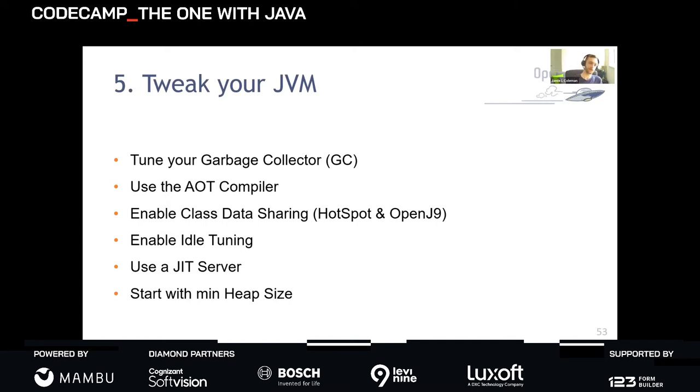Using the ahead-of-time compiler is good too. And the demo I'm going to show today is going to utilize the ahead-of-time compiler. So you will see that it will be used, but it'll be used under the covers. That's part of the enabled class data sharing, which is available in Hotspot and OpenJ9. Also enable things like idle tuning, use a JIT server, and start with a minimum heap size.